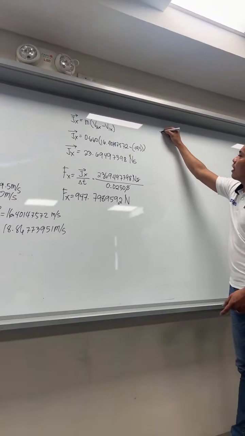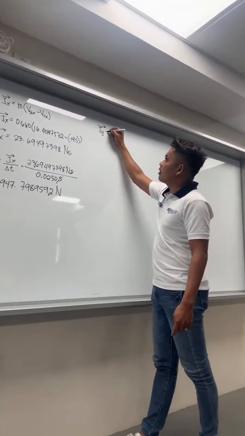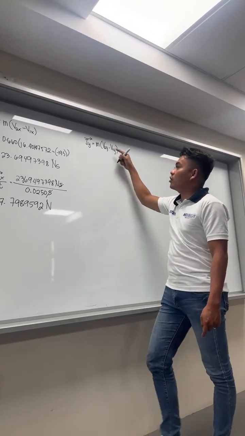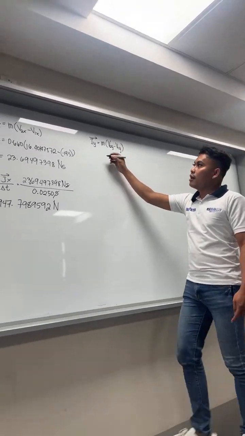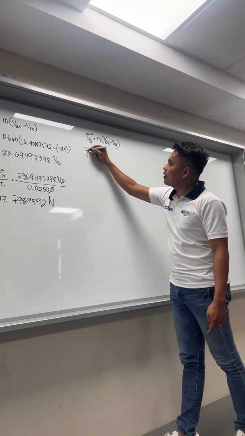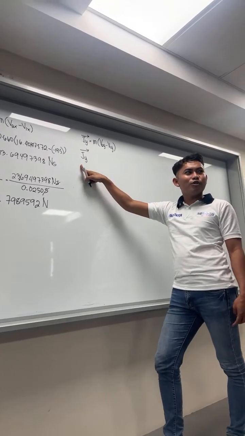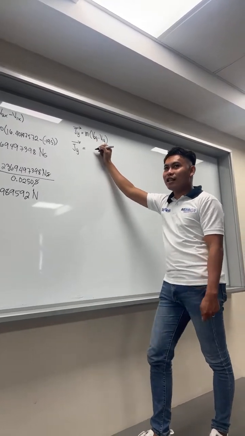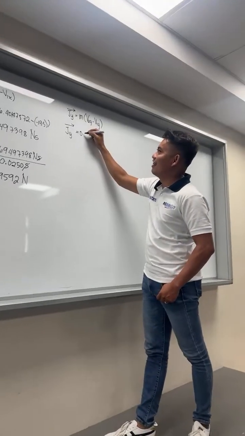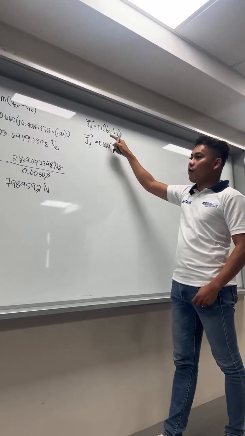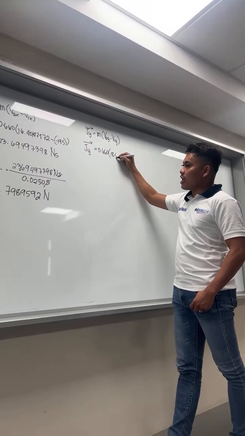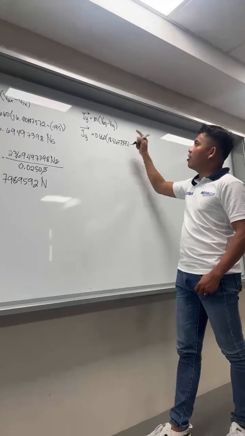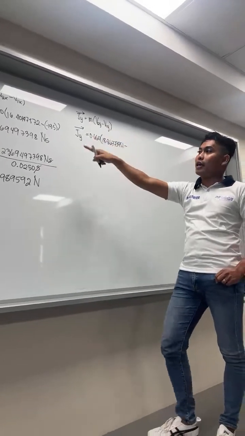The impulse of the y component is mass times the final velocity of y minus the initial velocity of y. Then substitute. V2y is 18.8677391 minus the initial velocity of y, which is 0.